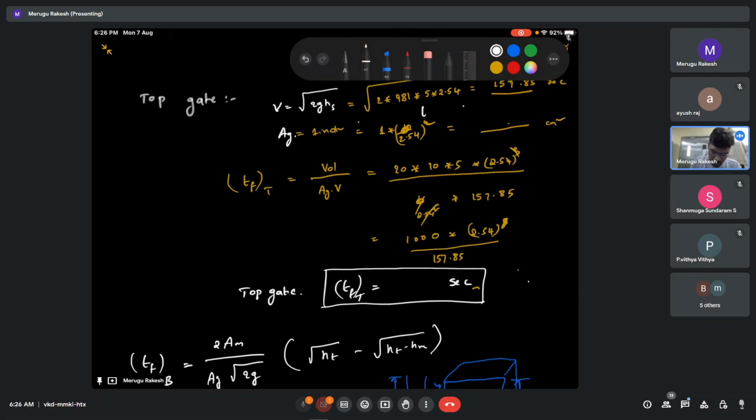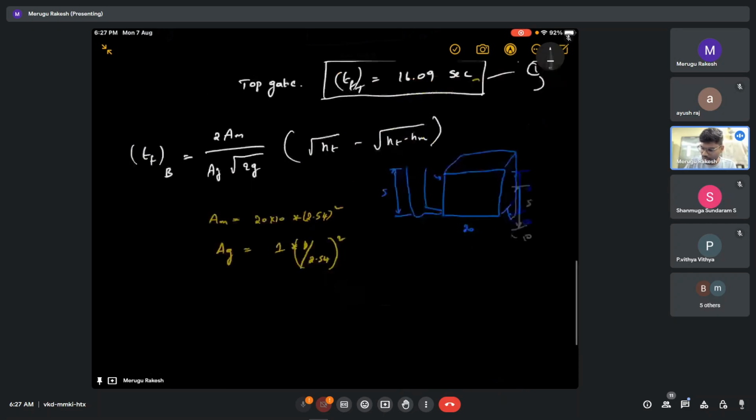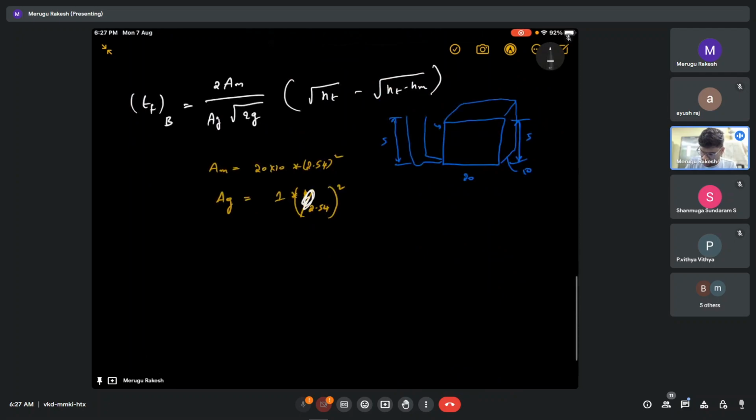Let me calculate now. 1000 multiplied by 2.54 divided by 157.85. Yeah, it is 16.09. I hope you are getting the same value. Here I made a blunder in this conversion. It is not the inverse of 2.54. This is directly 2.54. I hope that is clear. So let us proceed.